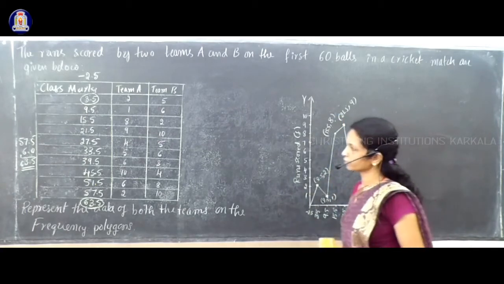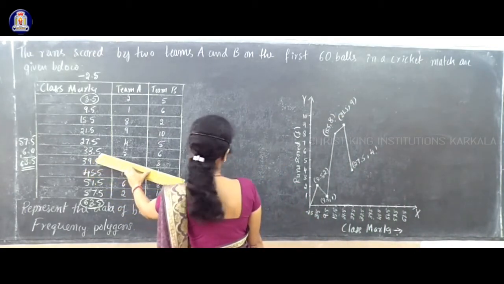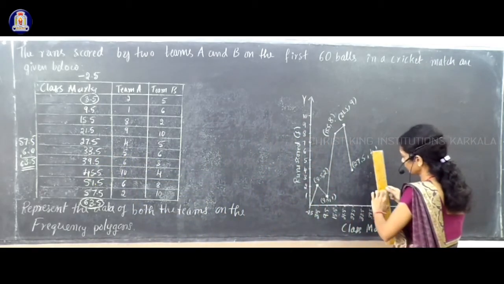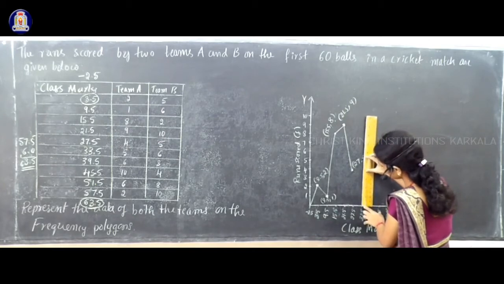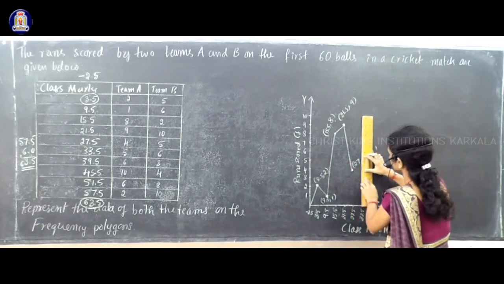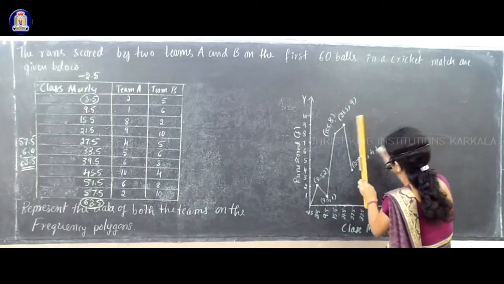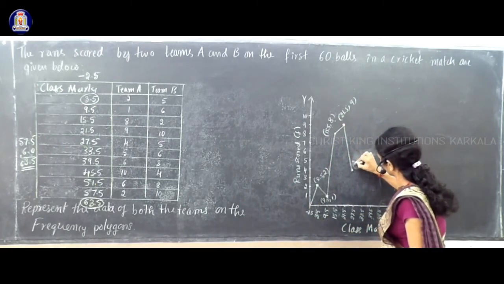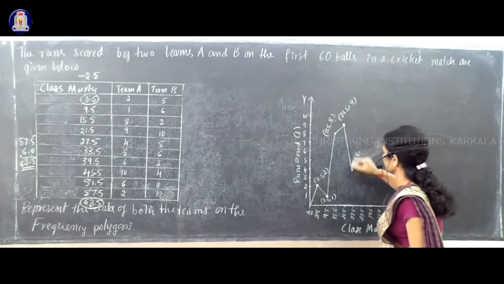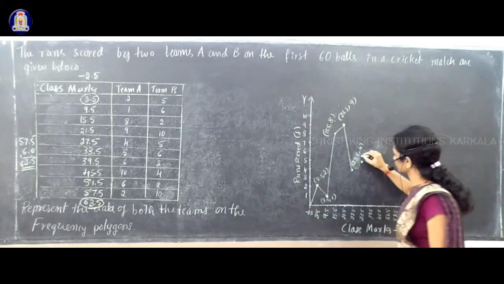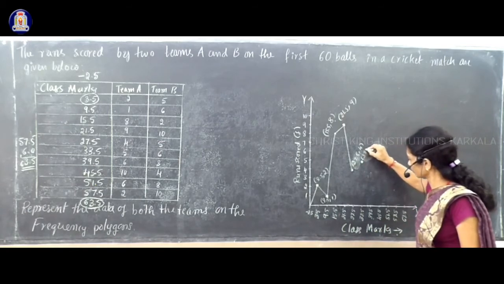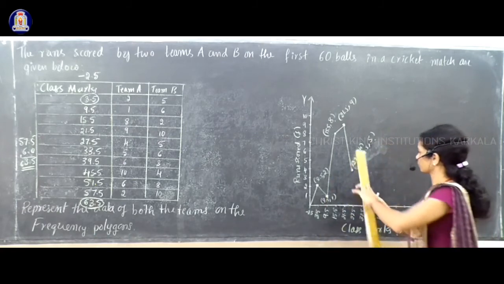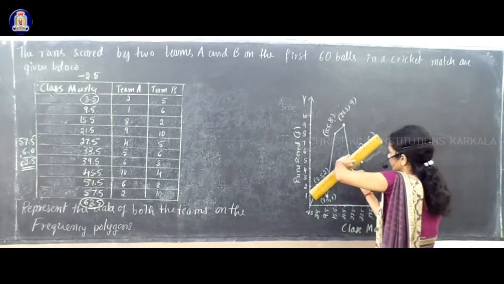Next class mark is 33.5. In that you have to move up to 5. 33.5 is here. In that you have to move up to 5. 5 is here. This is 27.5, 4. And the next point we marked is 33.5, in that we moved up to 5. And join this point with the previous one immediately.